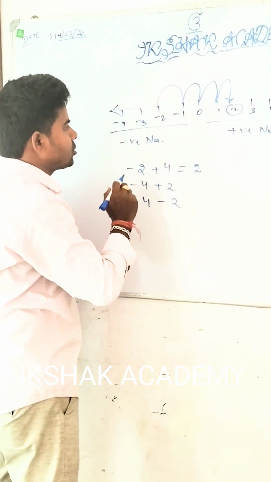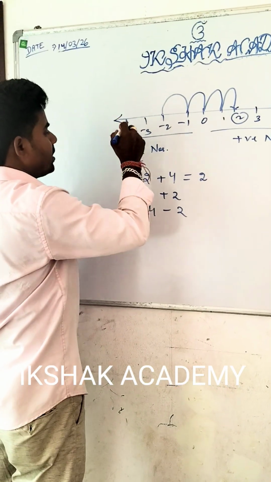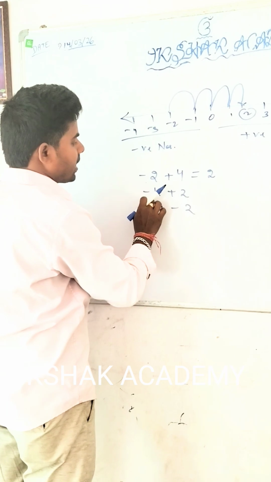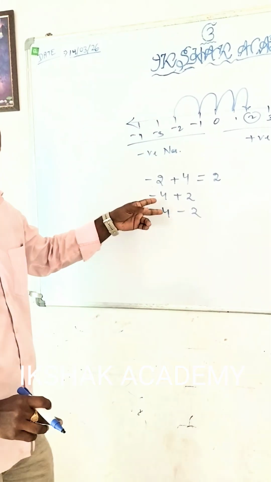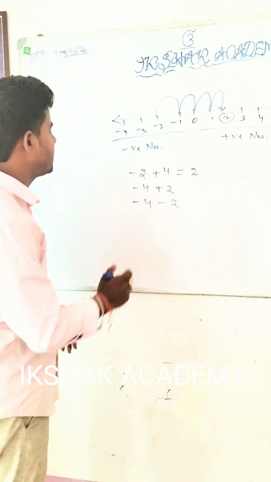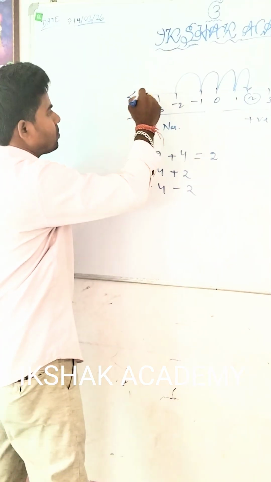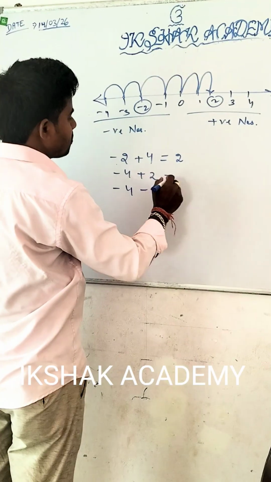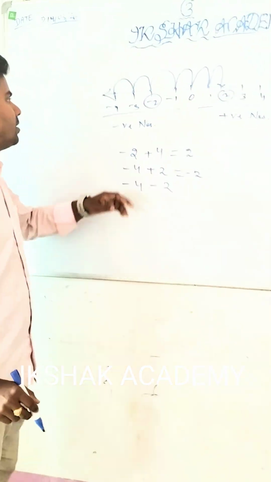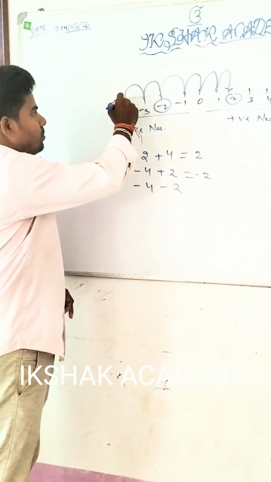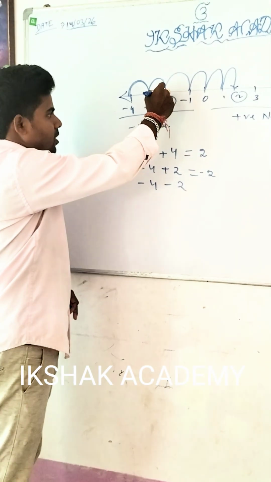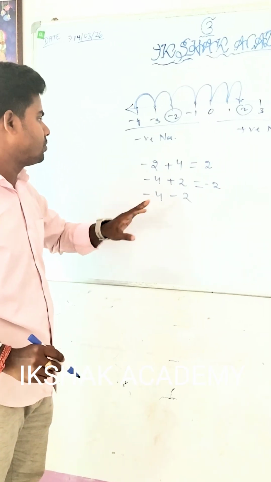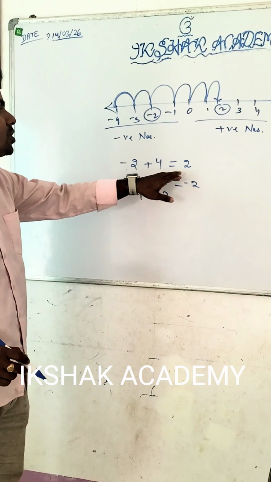Then -4 plus 2. Here is -4 plus 2. The two questions are of the same type, -2 plus 4 and -4 plus 2, so you can solve this the same way. Here is -4, then plus 1, then plus 1 again, here is -2. Okay, -4 plus 2 equals -2, and -2 plus 4 equals +2.